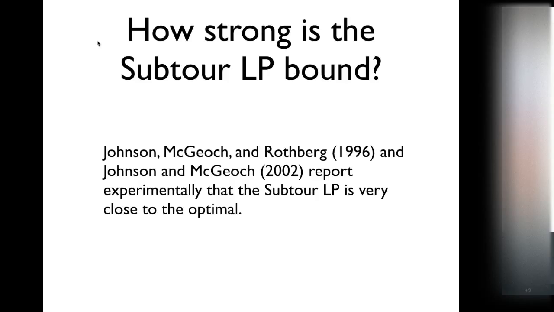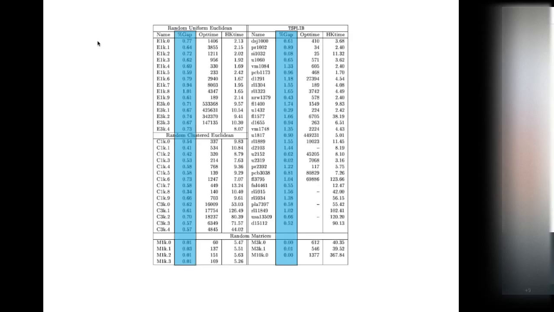So how good is this subtour LP bound? Well, experimental work has shown that it's extremely good. The late David Johnson, who spent a long time at Bell Labs and then at AT&T Labs, did lots of experimental work for the traveling salesman problem. Some of the papers that he wrote with McGeoch and Rothberg, and then later with McGeoch, show that the subtour LP is in fact very close to the optimal solution. So here's a table from one of those papers. On the left-hand side here, we have a set of random instances, so points drawn uniformly from the plane, and some other types of things.